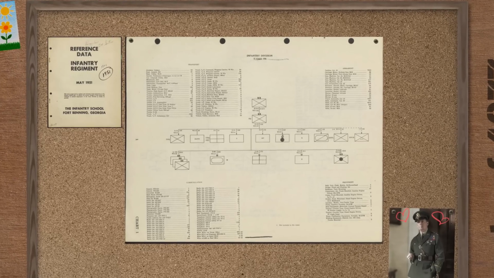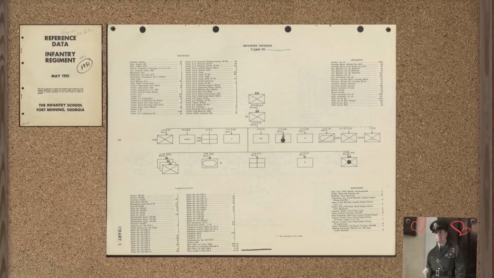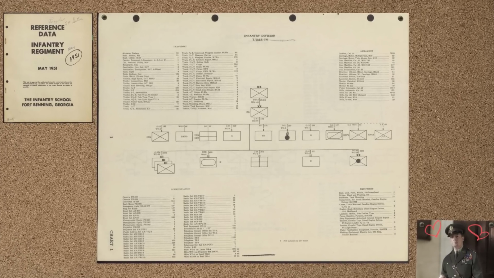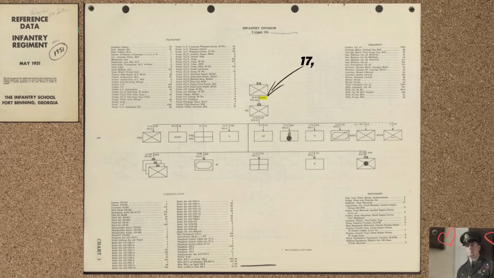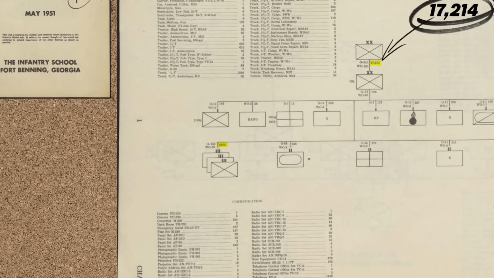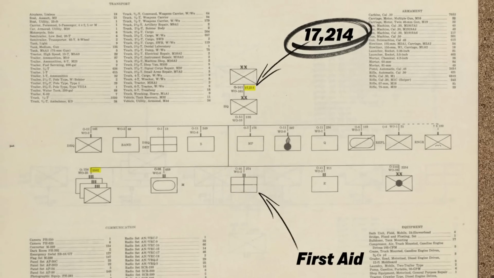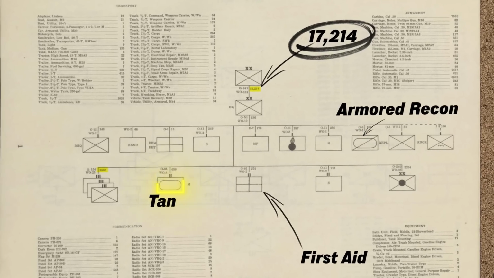the United States. Thanks to the wealth of U.S. Army records and manuals available, we actually have almost an exact picture of what a division from the Korean War era should contain. This here is the Infantry Regiment Reference Handbook of May 1951, issued to the Infantry School at Fort Benning, Georgia. Breaking down the division tree, we can see the division at full strength consists of 17,214 personnel split among 3 regiments of 3,502 plus various support units. Notably, dedicated first aid units, mechanized or armored recon, and even a battalion of tanks attached.